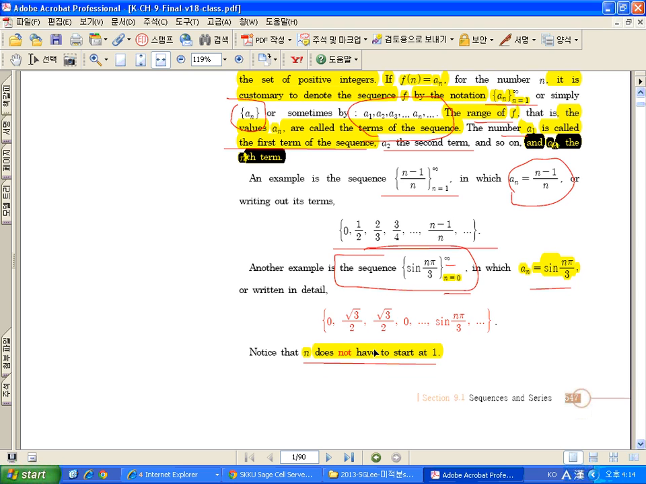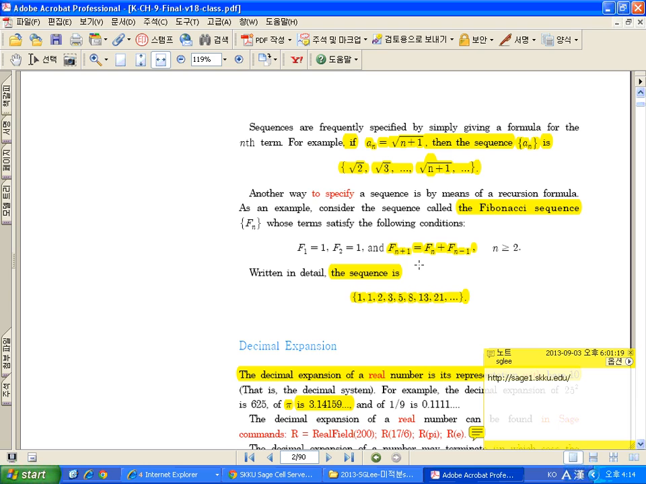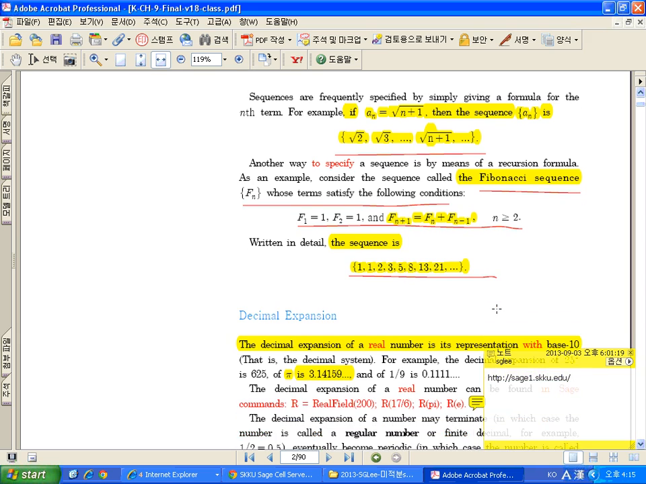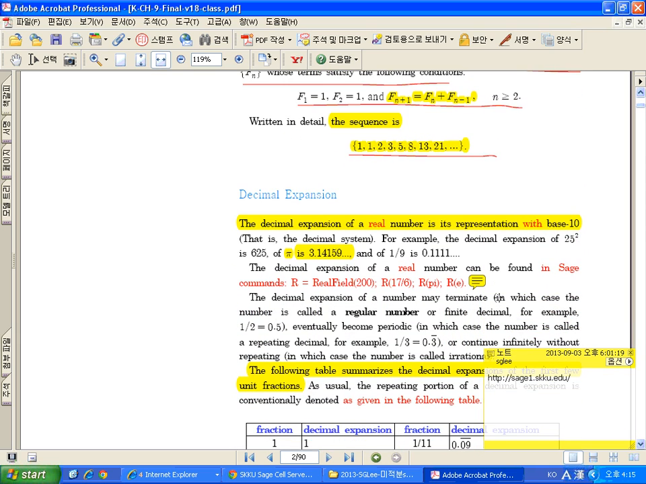So there are a variety of choices of sequences. For example, if a_n is equal to the square root of n plus 1, then the sequence can be written in this way. The Fibonacci sequence can be defined in this way, which is popular. It's the addition of the previous two terms that makes a sequence such as this, which has lots of applications.